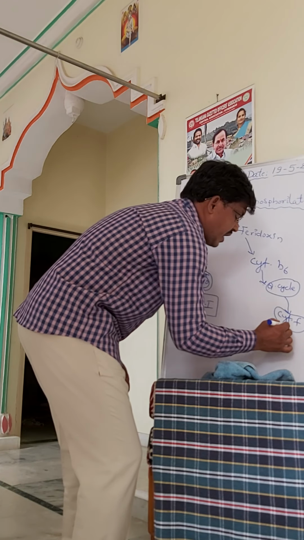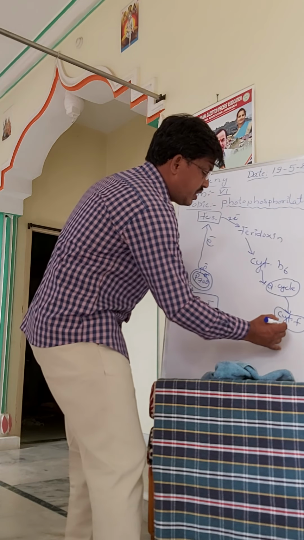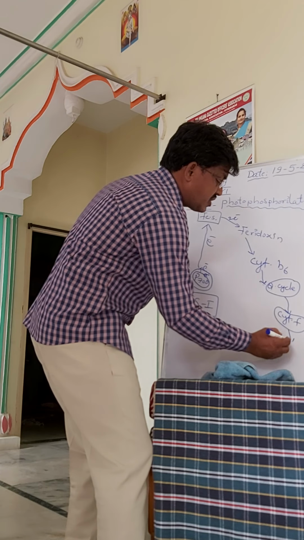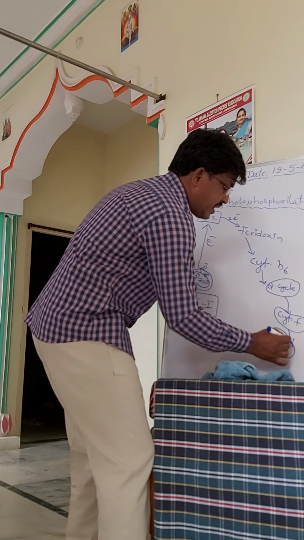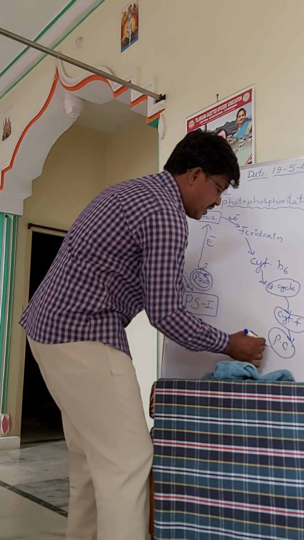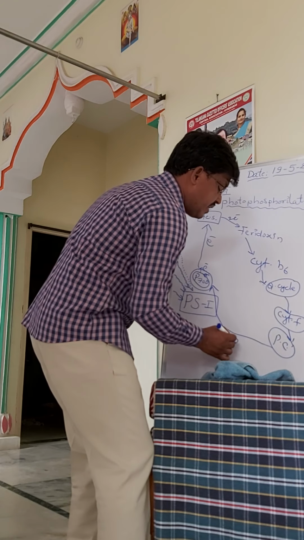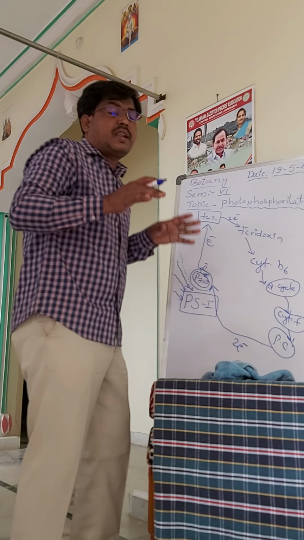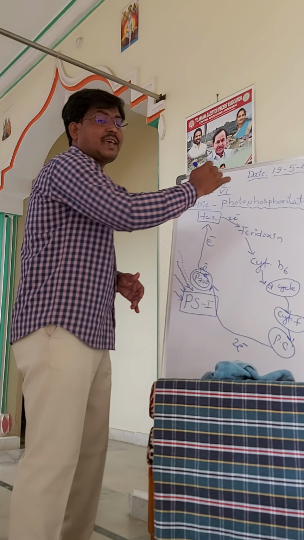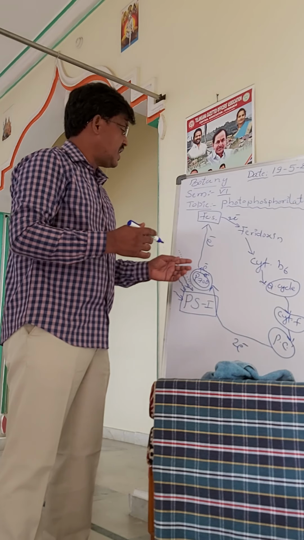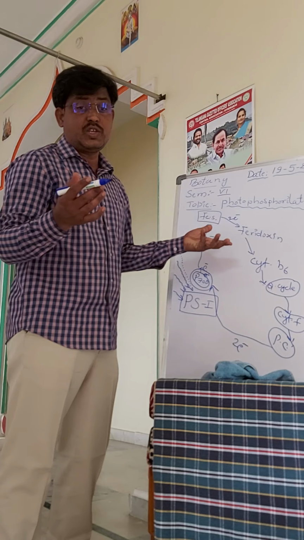Cytochrome F. So from cytochrome F, this electron is again transferred to the plastocyanin, PC, and then this electron is transferred to the PS1, P700. So here the electrons are not being utilized. These electrons are rotating cyclically in this cycle, so there is no use.